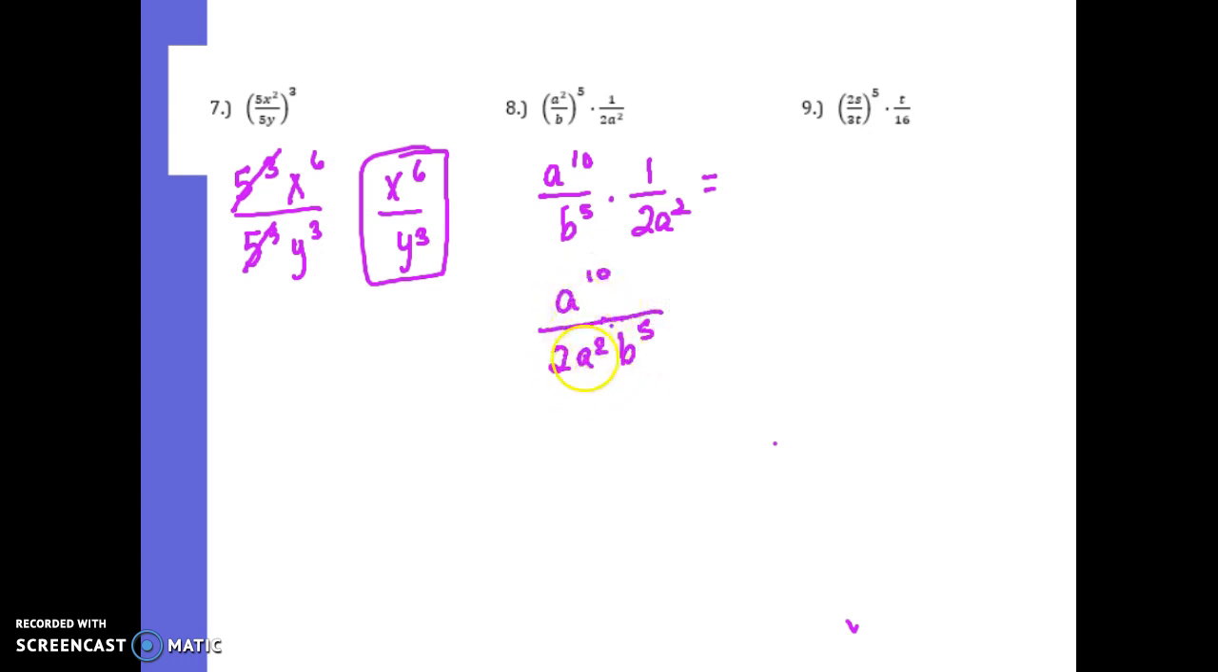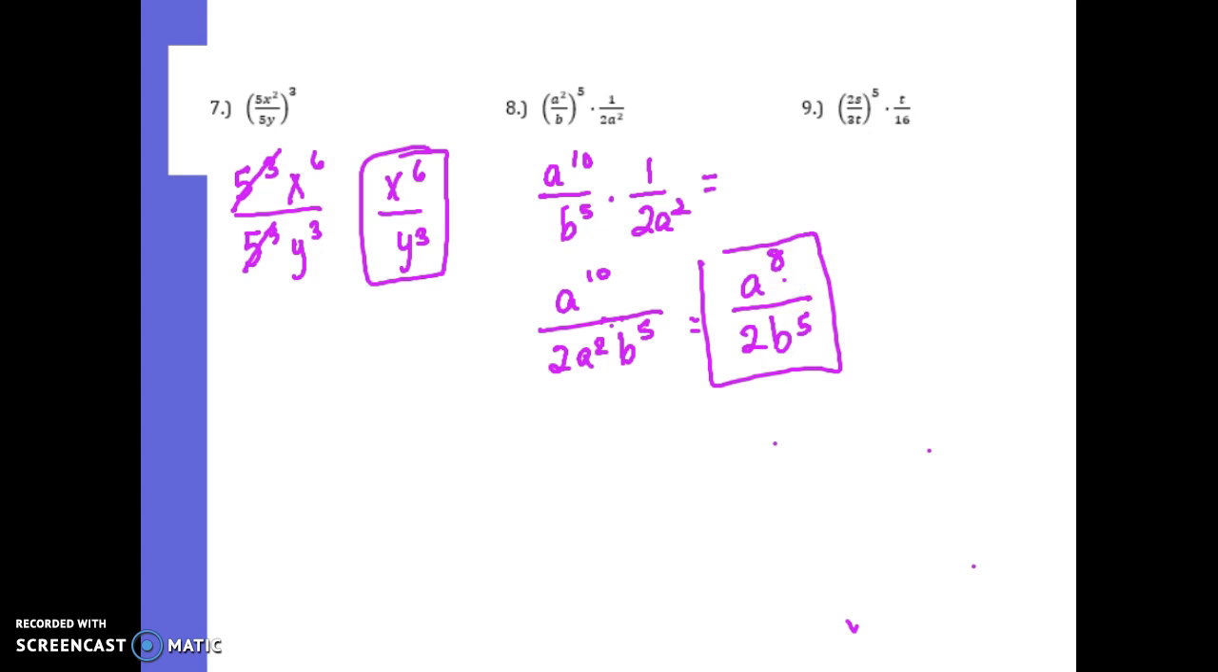So now we've got a variables, so we're going to have to simplify this. A to the 10th divided by a squared, we're going to end up with a to the 8th, okay, divided by 2. Now the a squared had canceled out, so we're left with 2b to the 5th. Okay, so that would be our answer there. So think about it. If you had a to the 10th, you'd have 10 a's divided by 2 a's here, so you would have 8 left.